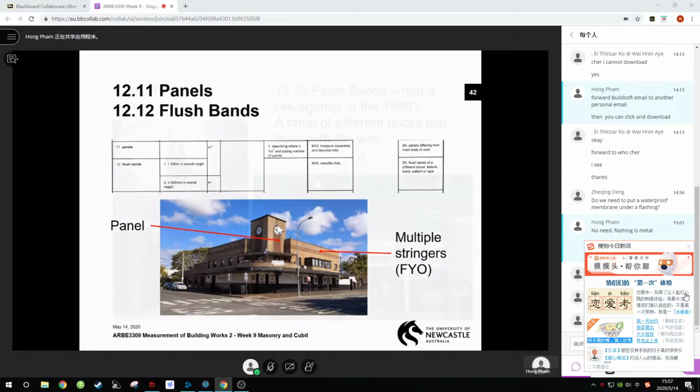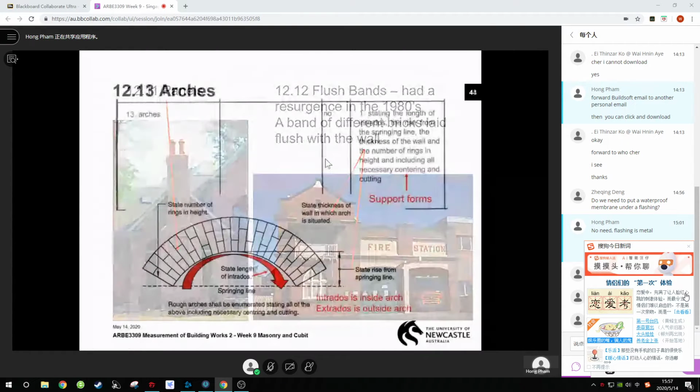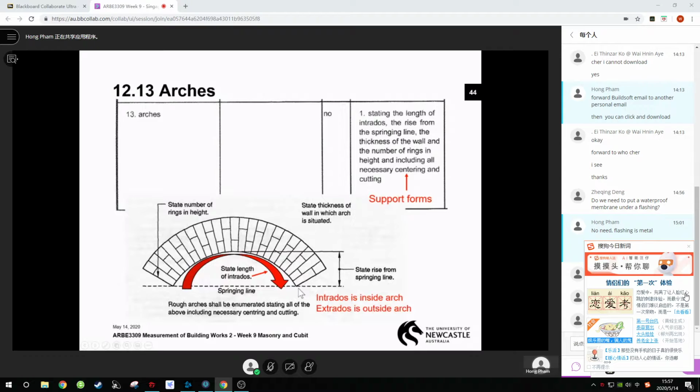Arches, there's a few terms on slide 44, sorry, distance guys. A few terms to remember for arches. The intrados and the extrados. The intrados is the inside of the curve and the extrados is the outside of the curve. The spring line is where the arch comes from, where the vertical wall stops and it starts the curve to form the arch. So they're the terms you'll hear for arches.